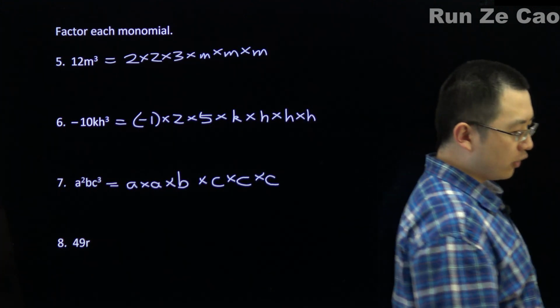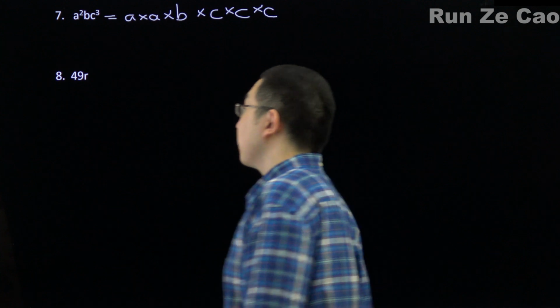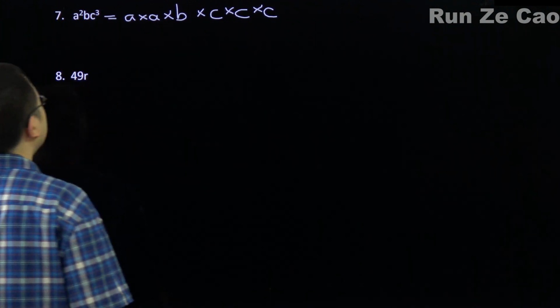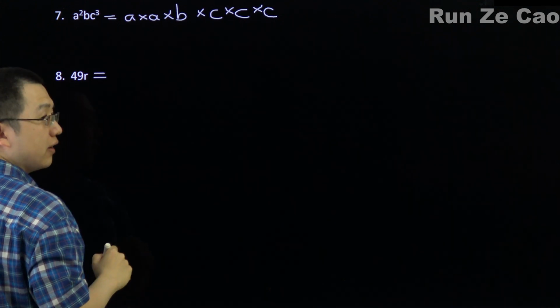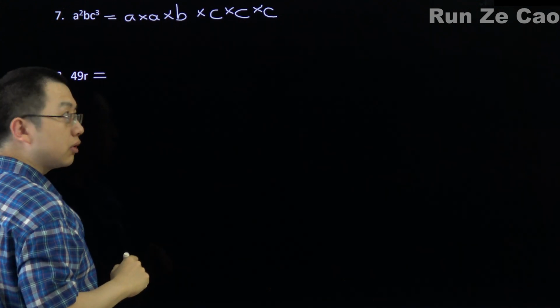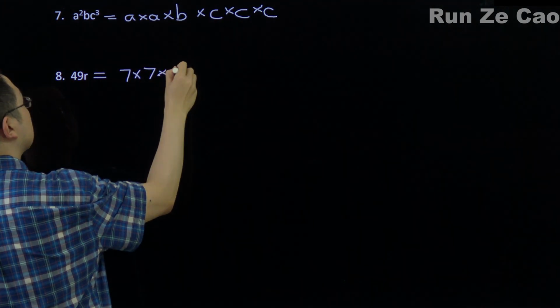And 49r. Well, 49 is 7 by 7, as I hope we remember from our times tables. So 7 times 7 times r.